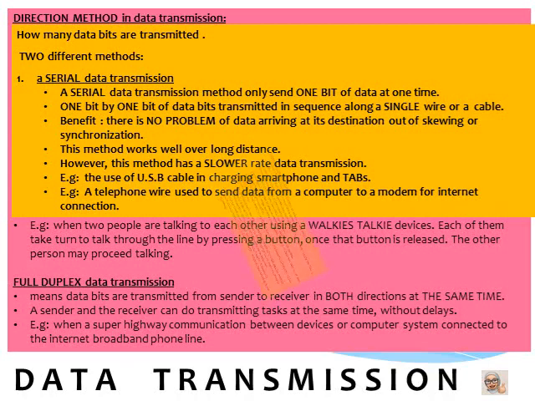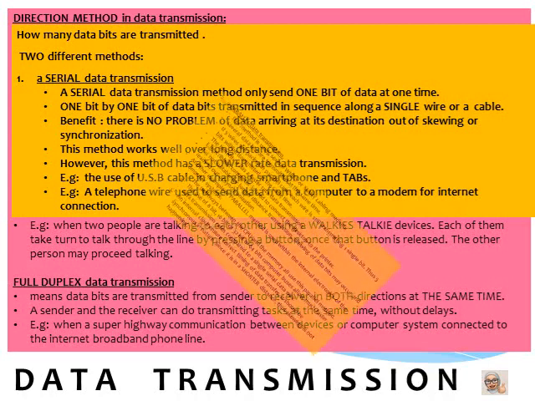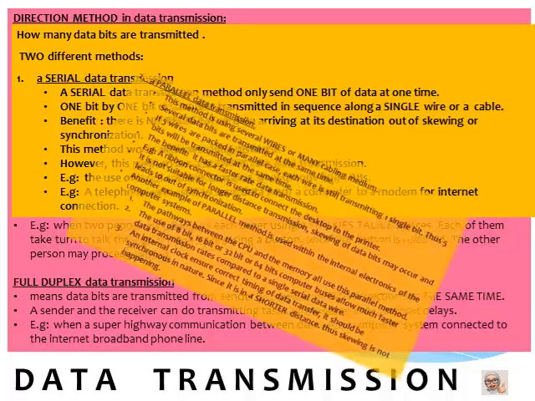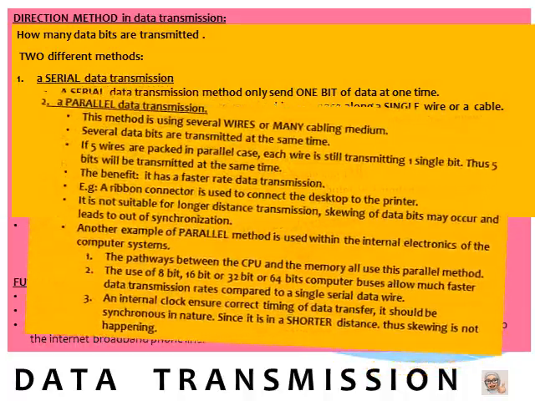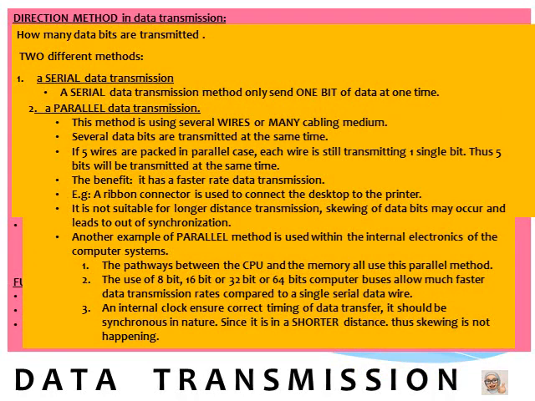Second is the parallel data transmission method, which uses several wires or many cabling mediums. Here, several data bits are transmitted at the same time. If 5 wires are packed in a parallel case, each wire is still transmitting one single bit. Thus 5 bits will be transmitted at the same time. The benefit of parallel wires is a faster data transmission rate. Example: a ribbon connector is used to connect the desktop to the printer.